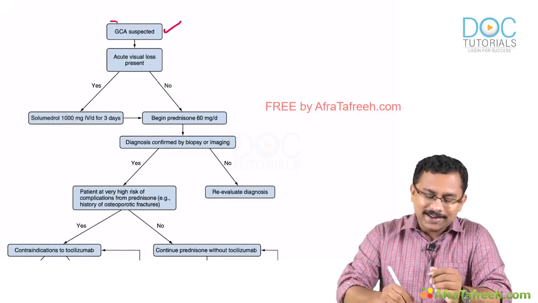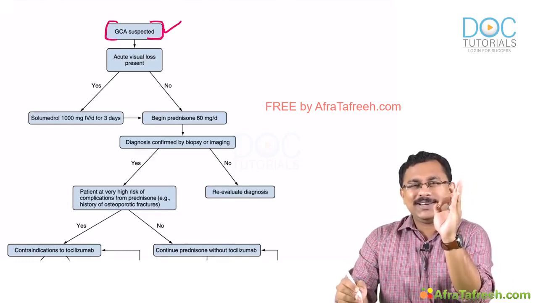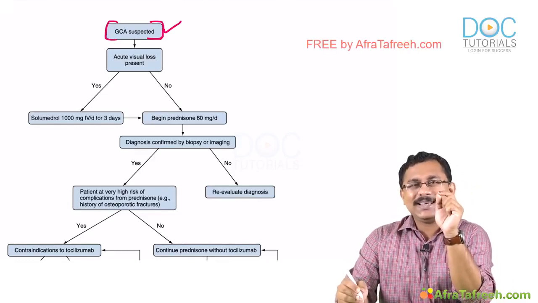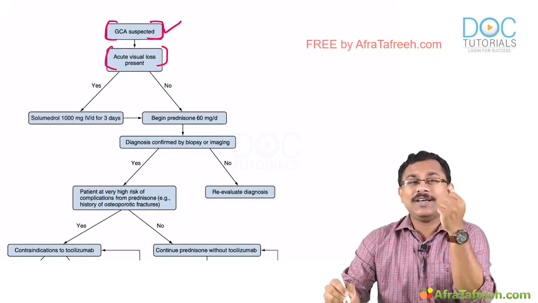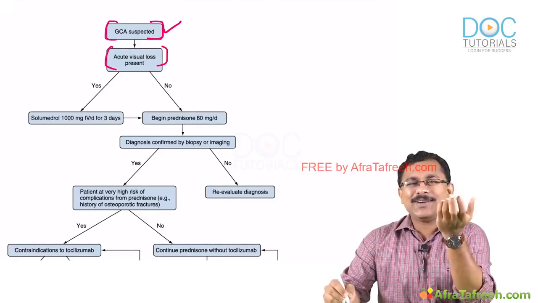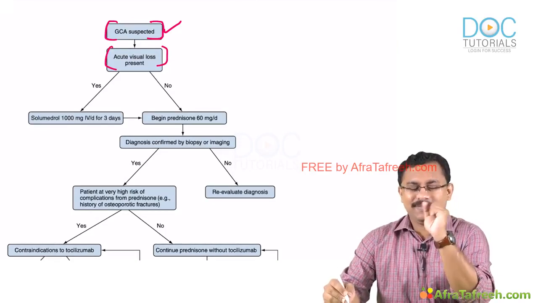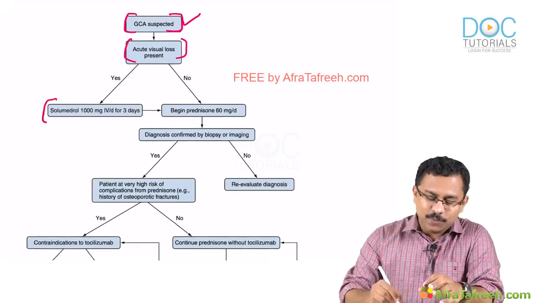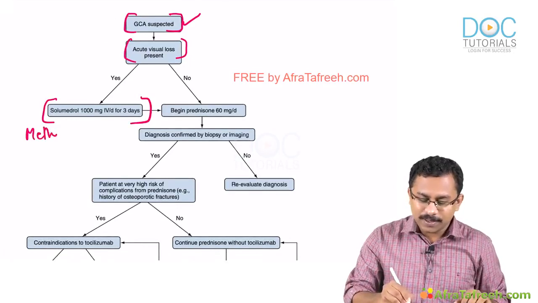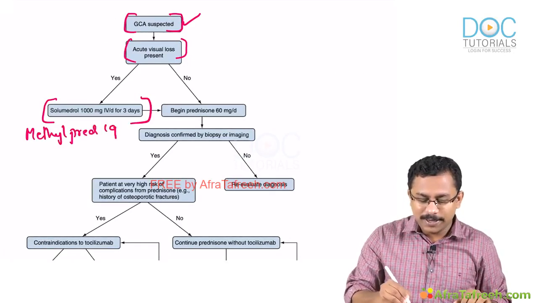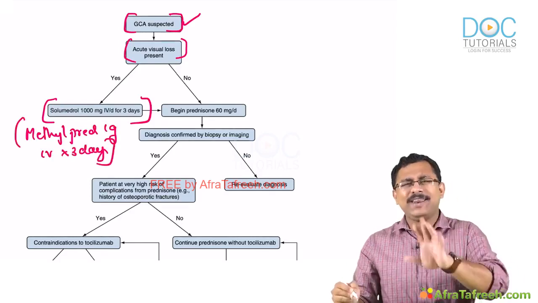Once giant cell arteritis is suspected, the first and foremost question that you should answer is: is there any visual loss or not? Because that is a threatening complication of giant cell arteritis. So you have got to check whether there is visual loss. Now, if there is visual loss, then you have got to be aggressive, which means you have to put the patient on steroid pulse. So Solu-Medrol, that is methylprednisolone, 1 gram IV for 3 days. You have got to give a pulse steroid. That is very, very important.